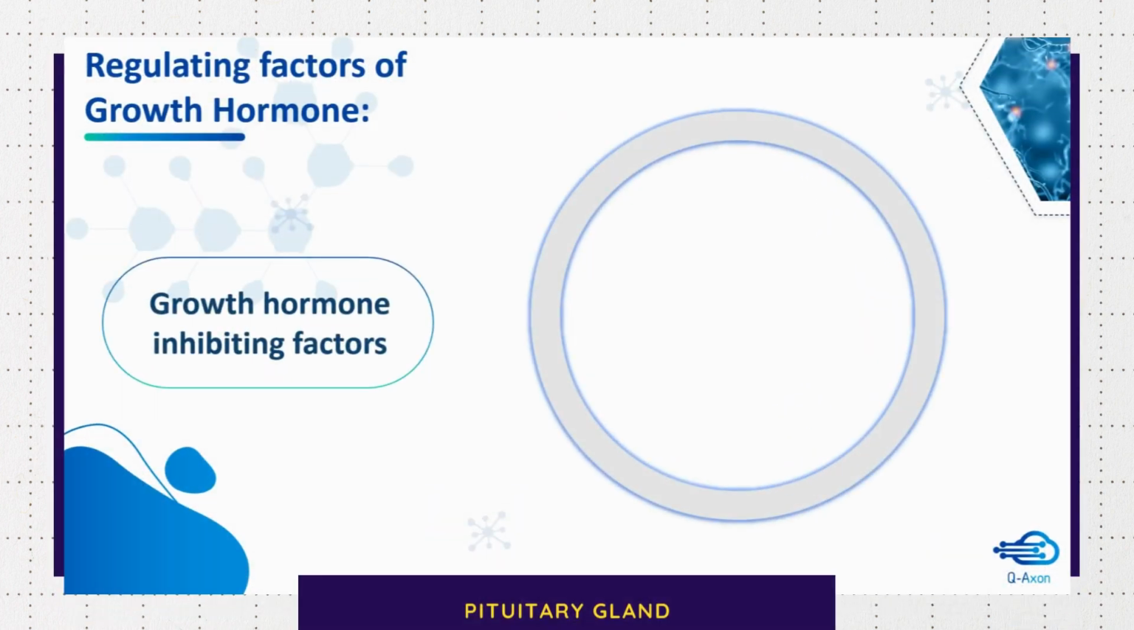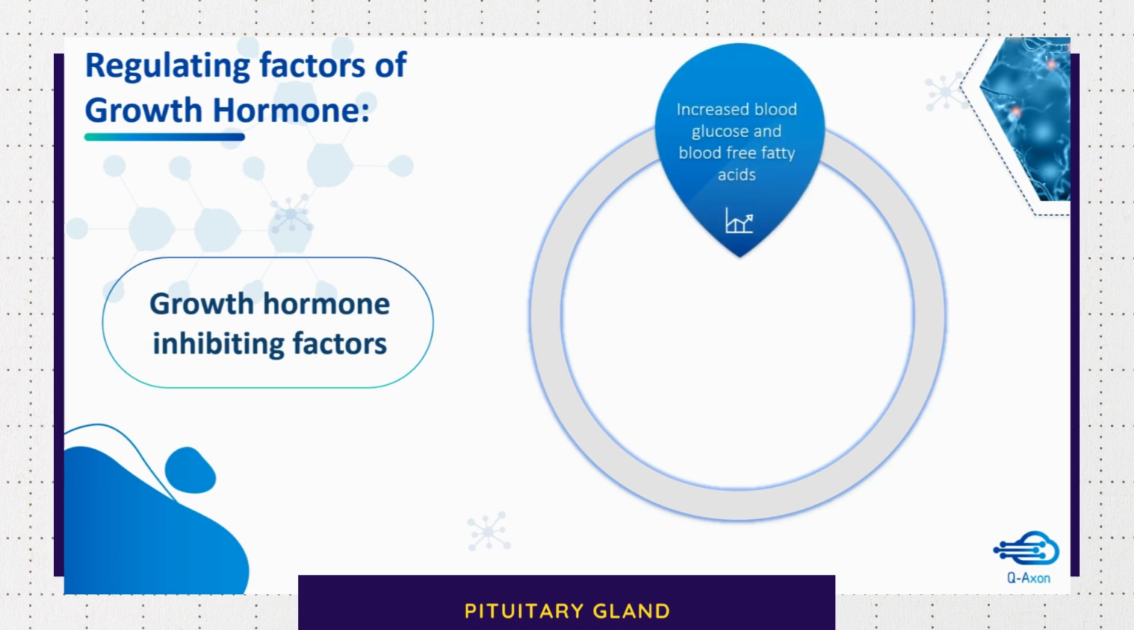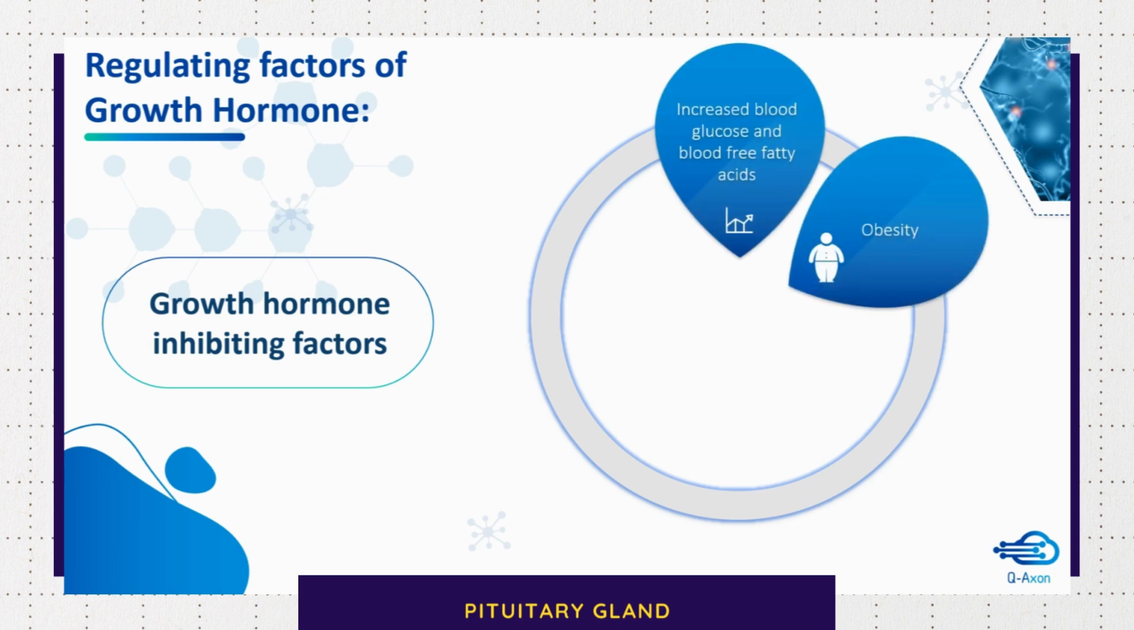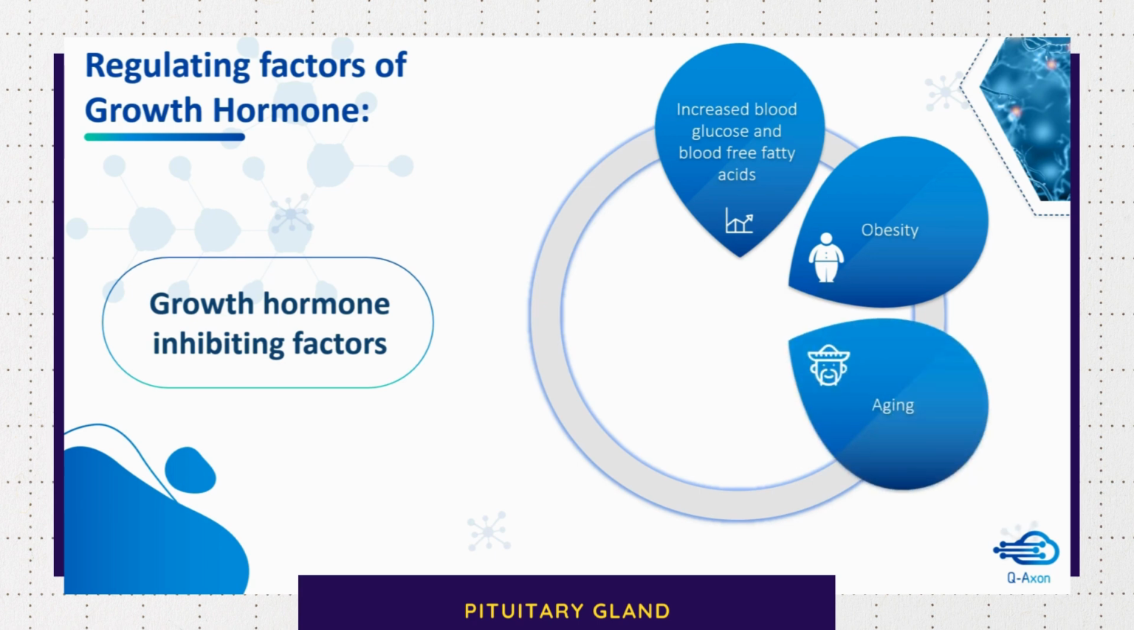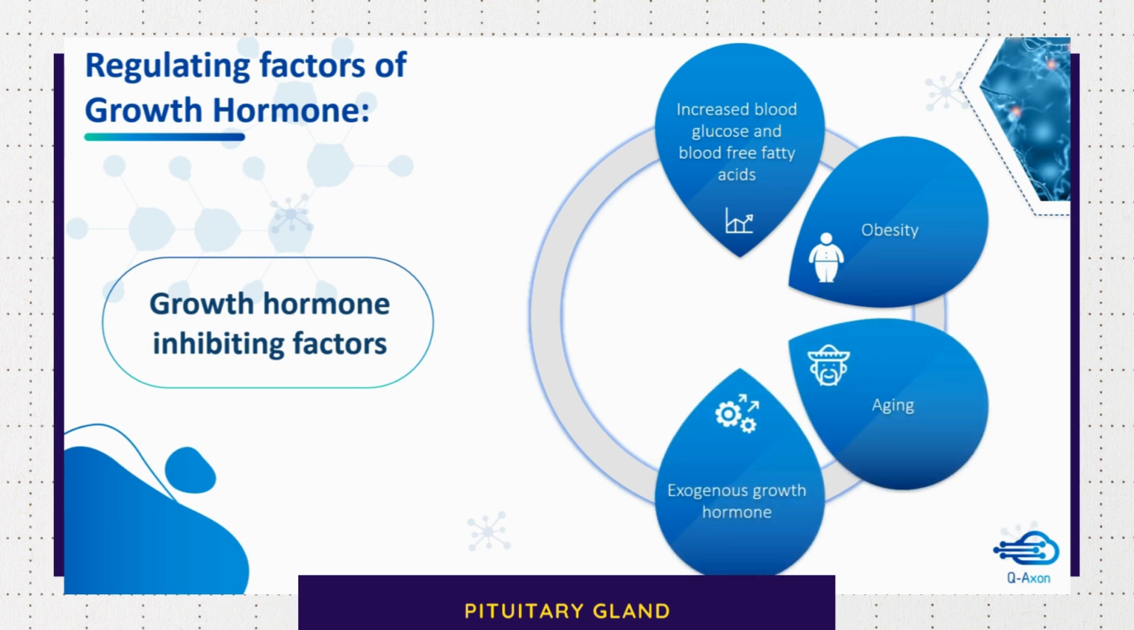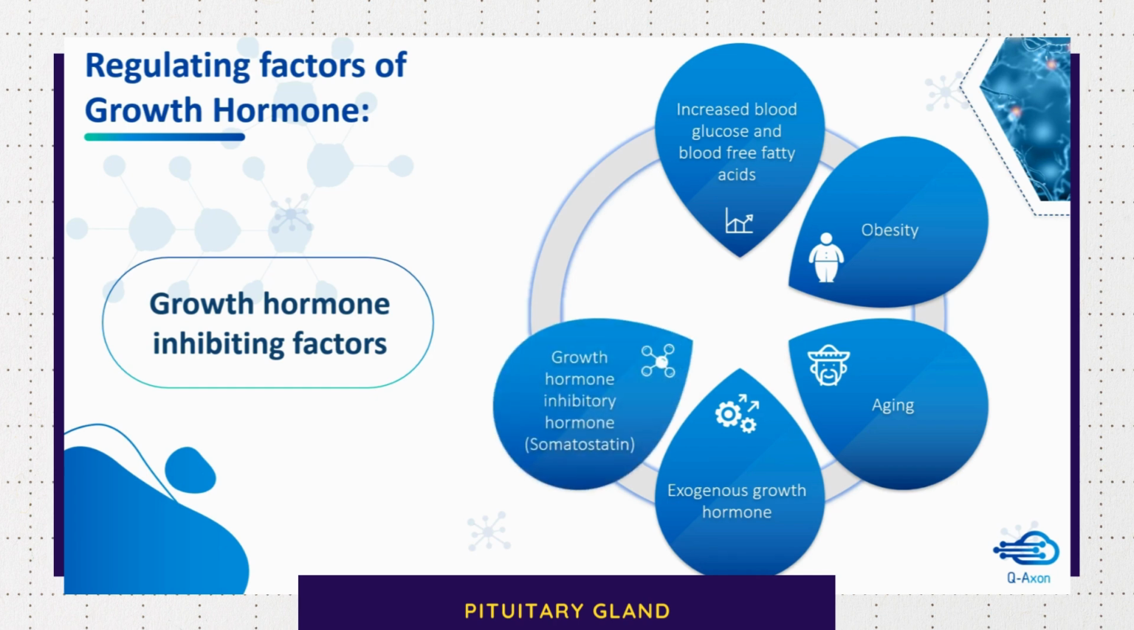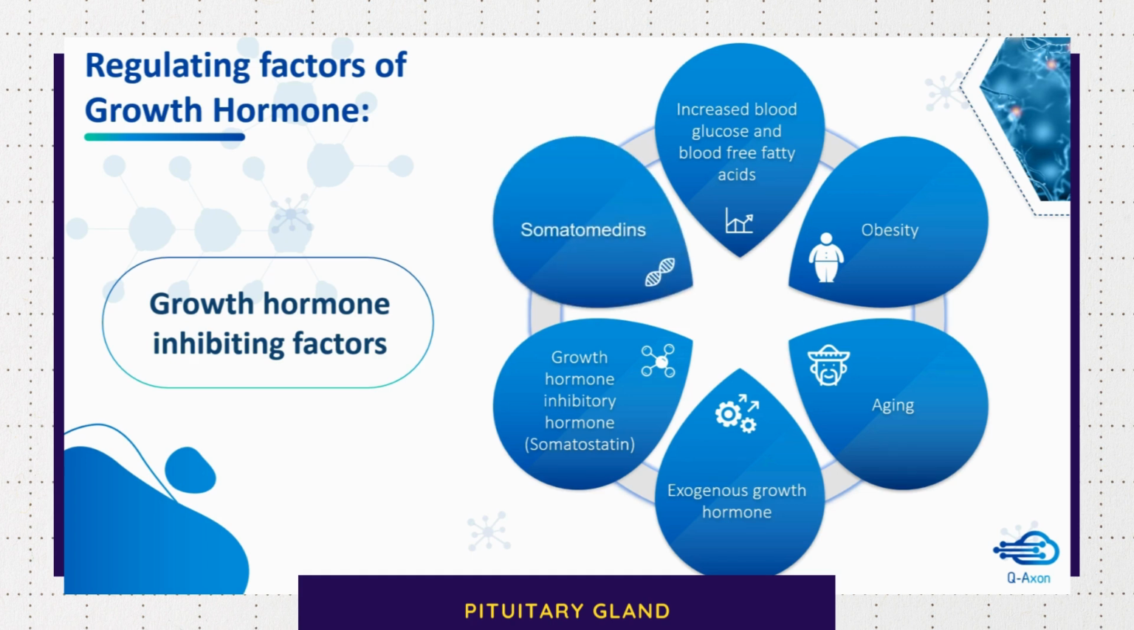Now let's see some of the factors that inhibit the growth hormone secretion. Increased blood glucose and blood free fatty acids, obesity, aging, exogenous growth hormone, and growth hormone inhibitory hormone, that is somatostatin and somatomedins. All these factors cause a decrease in the growth hormone secretion. So exogenous growth hormone is the one which is given from outside. So this actually inhibits the secretion by, again, negative feedback mechanism.